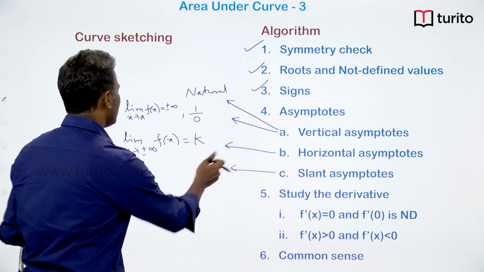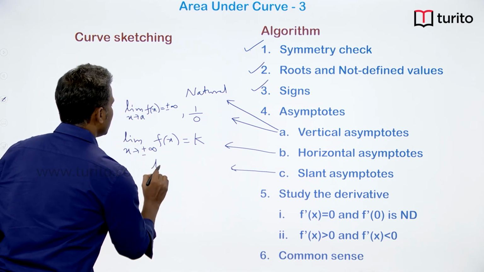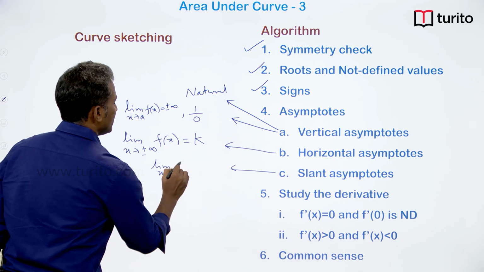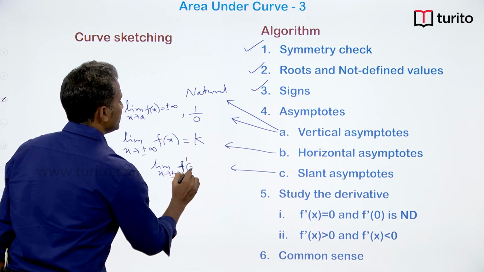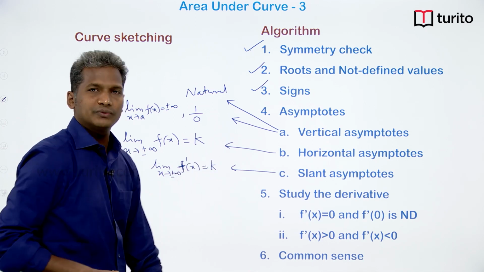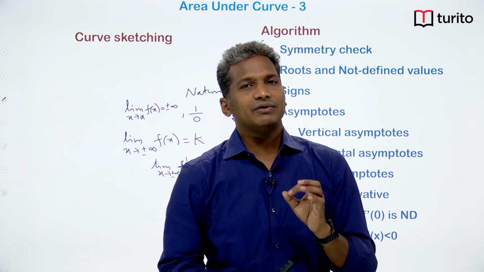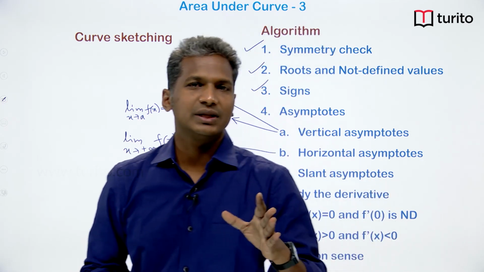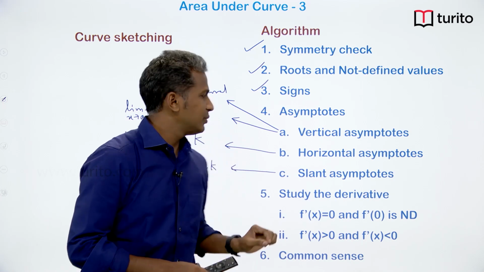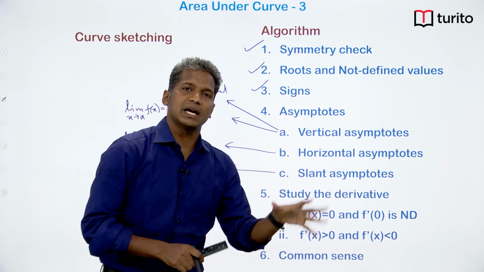So, basically here what happens is, limit x tending to infinity or minus infinity, f dash of x will tend to a constant, and that constant is basically the slope of the asymptote. So, this I have discussed when I was discussing asymptotes in hyperbola. You can also revise that step once before you go for any slant asymptotes.